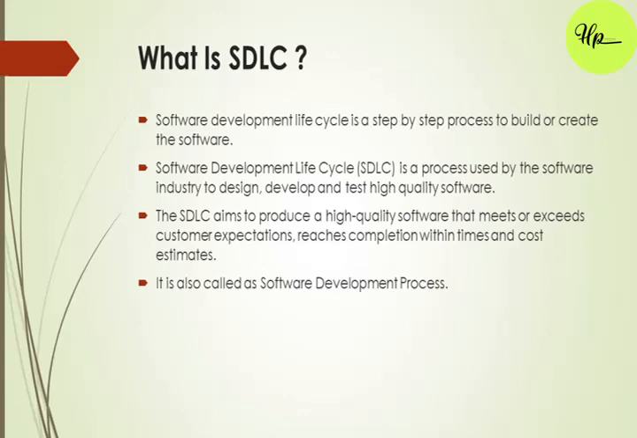SDLC is a process that consists of a series of planned activities to develop or alter the software product. Software Development Life Cycle is a step-by-step process to build or create the software. It is a process used by the software industry to design, develop, and test high-quality software. The SDLC aims to produce high-quality software that meets or exceeds customer expectations, and reaches completion within time and cost estimates. It is also called the software development process.